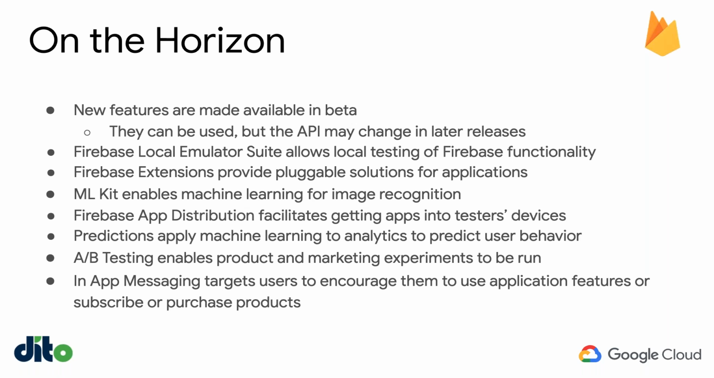Then you've got A/B testing, where you can do market experiments, where you say, okay, I want to run this experiment with this new version of the application under these conditions, and you can run these experiments to see how the market will respond. And then there's in-app messaging. Basically, you can target users to say, okay, we notice you've been using this application. Would you be interested in using this new feature, or would you be interested in buying this new product? And that gives you some means of targeting individuals for marketing purposes.